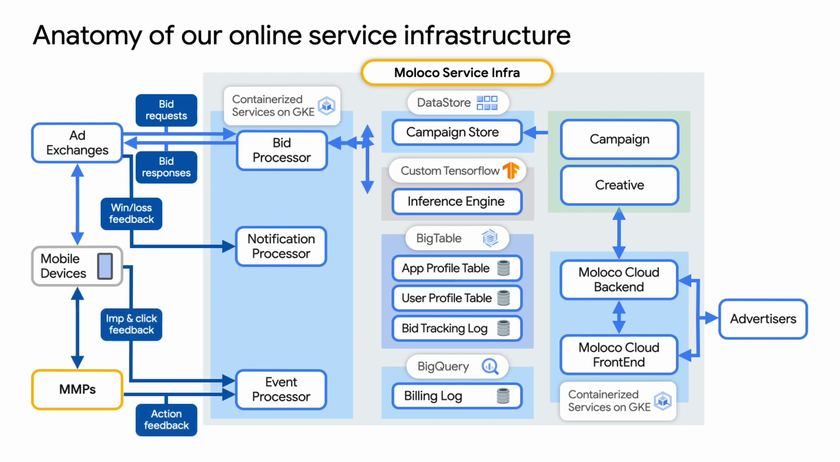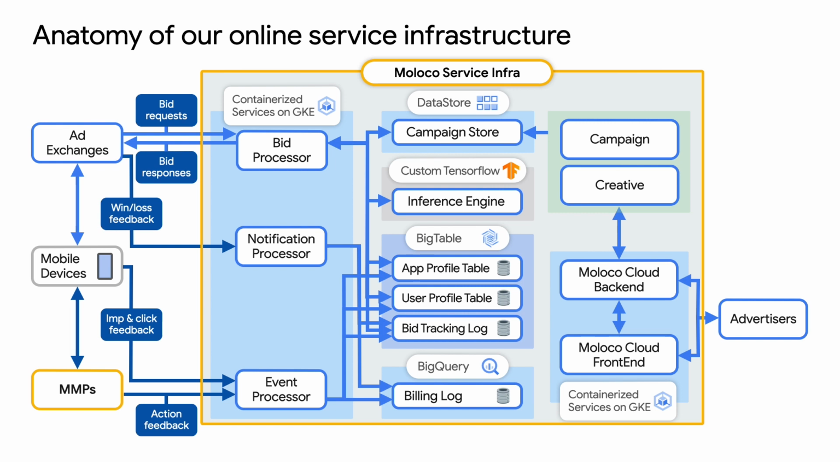And then when the mobile phone user actually responds to this, the response signals also come directly sometimes to us, or sometimes through these umpires, as I mentioned, the MMPs. So these impression signals, click signals, and further engagement signals are collected and come back to us. We collect all these signals through our notification processors and event processors.